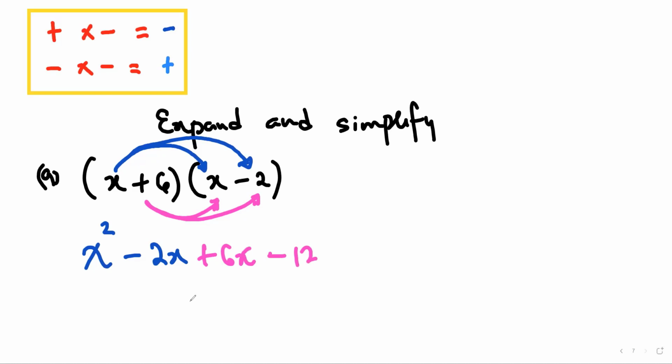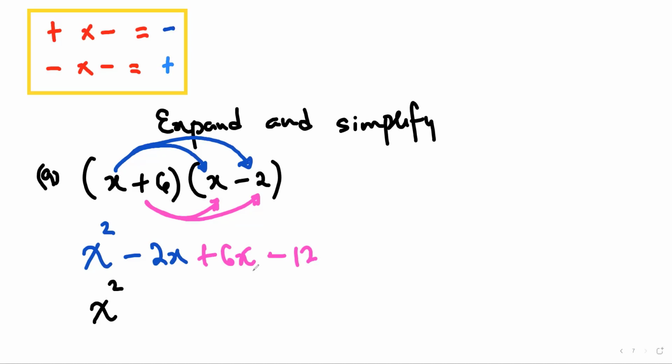So next, how do we simplify this? Can you give me a clue? So you keep x squared. And then you do minus 2x plus 6x. What's it going to give you?